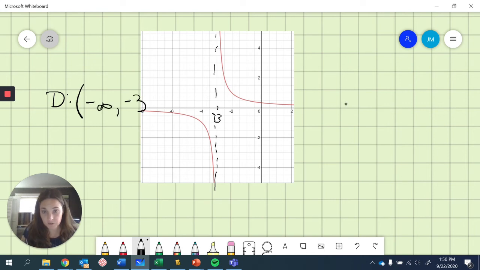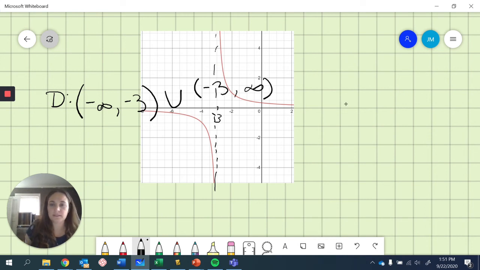We're going to get really close to -3, but we're never actually going to touch it. We have to jump over it. So I'm going to do an open parenthesis to show that we don't actually touch it. And then we're going to use this union symbol. This interval is the left-hand side of the graph, and now we're going to do the right-hand side of the graph. So it's everything from -3 all the way to positive infinity. So -3 to positive infinity.